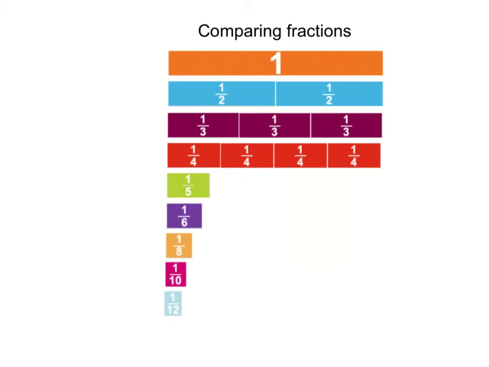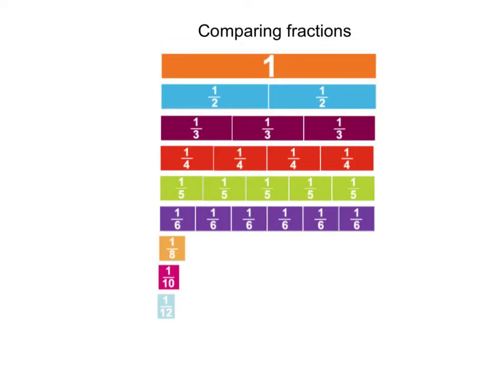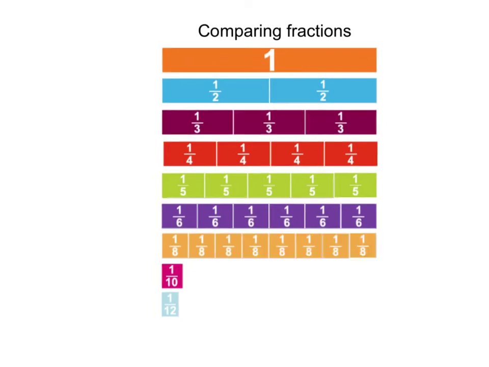Let's look at the fifths. I think you might see a pattern by now. You may not. There you go. We needed 4 more. So 1, 2, 3, 4, 5. 5/5 equals 1. Let's take a look at the sixths here. How many do we need? Boom. 1, 2, 3, 4, 5, 6. So I have 6/6 equals 1. And the eighths, 1, 2, 3, 4, 5, 6, 7, 8. So 8/8 is equal to 1.